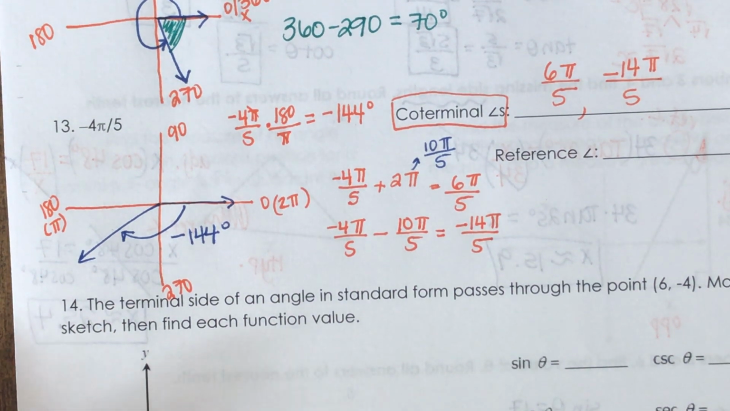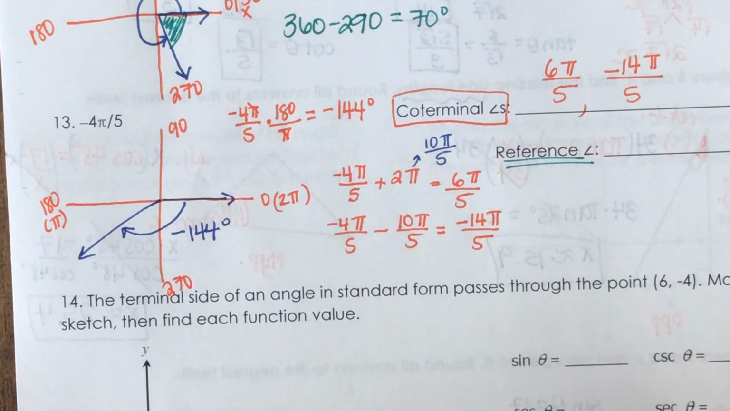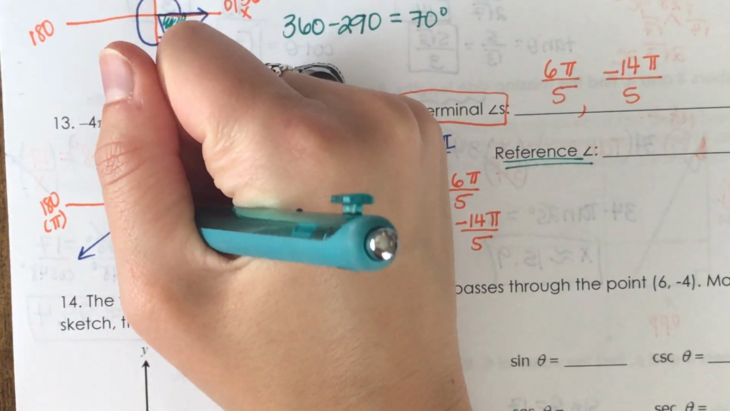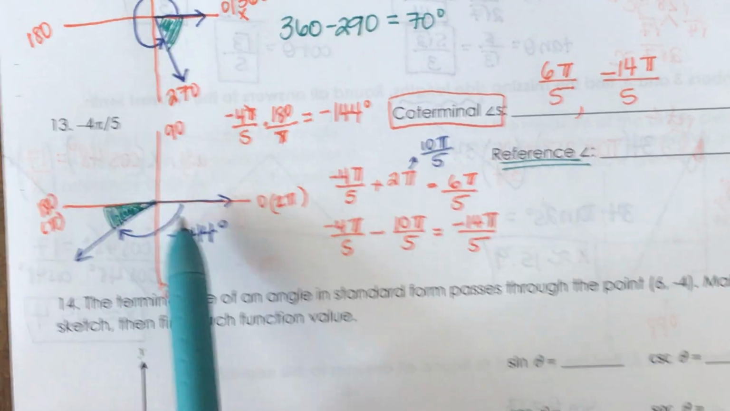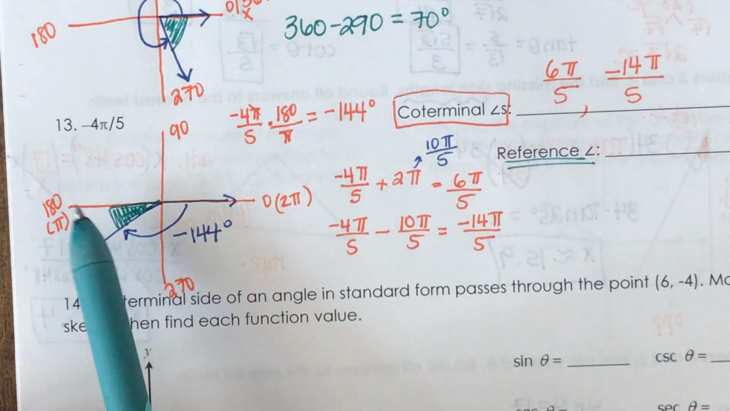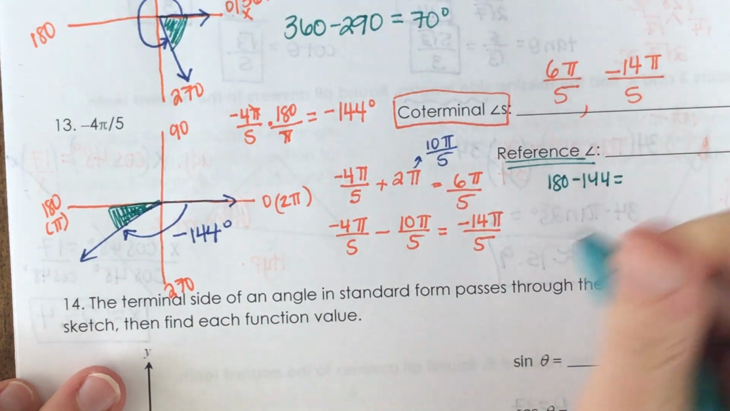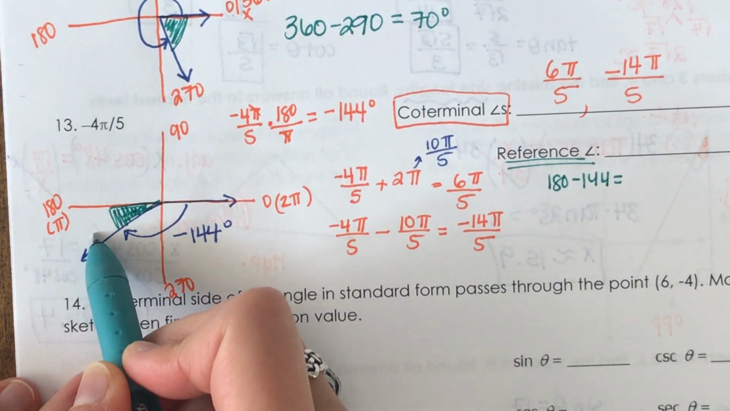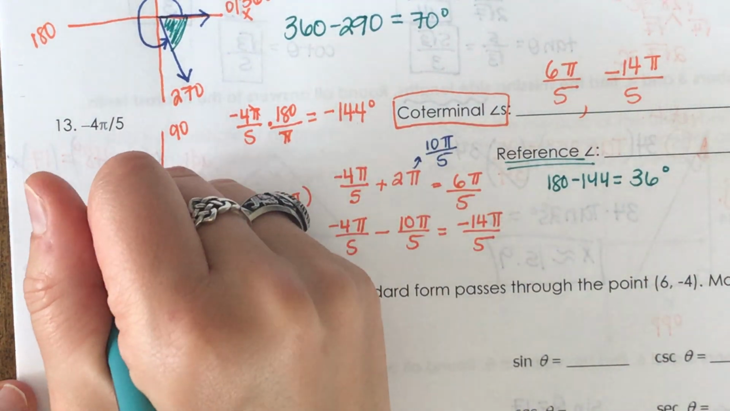All right. Now, my reference angle has to get me back to the x-axis. So the reference angle is what's left over in this little section that gets me to 180. If I do it first with degrees, because I already know I'm at 144 and 180, I can do 180 minus 144, and that should tell me what's left over in degrees. Well, left over in degrees would be 36 degrees.